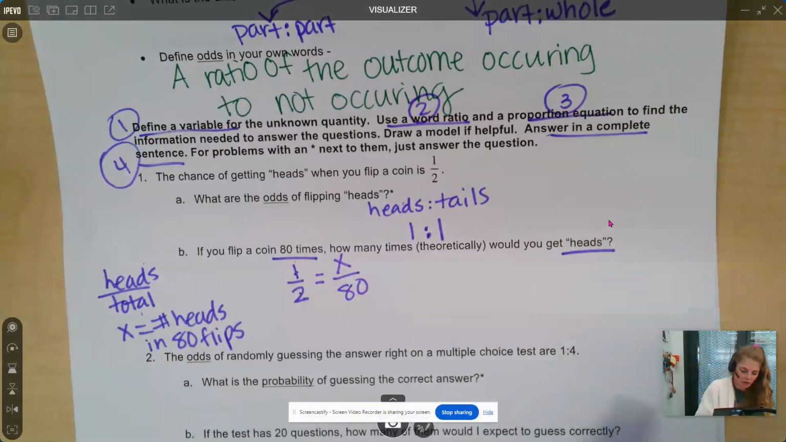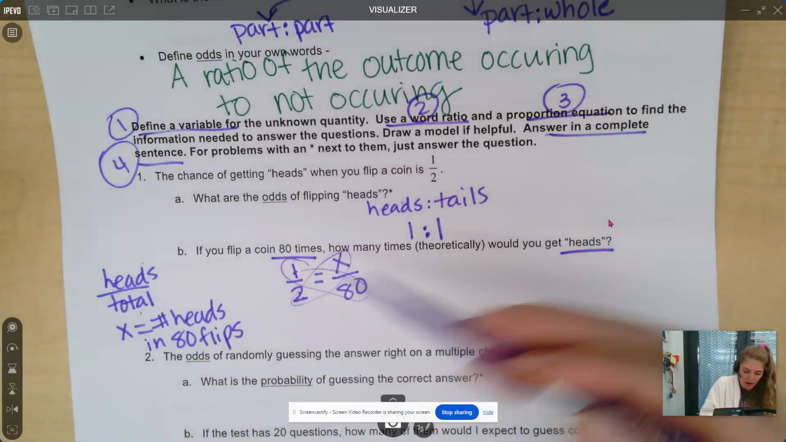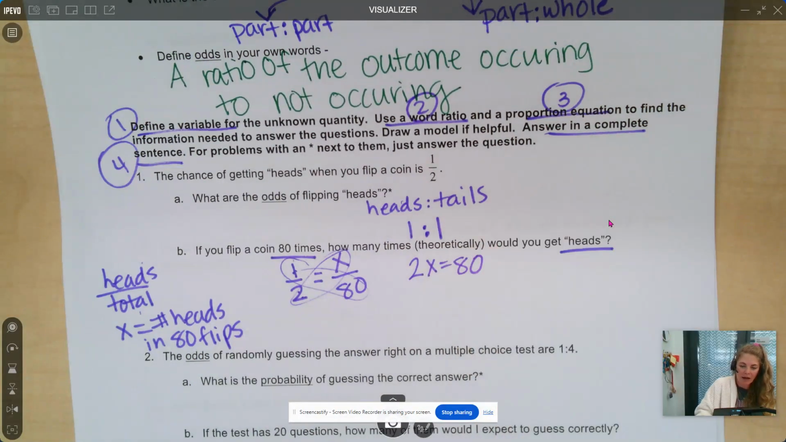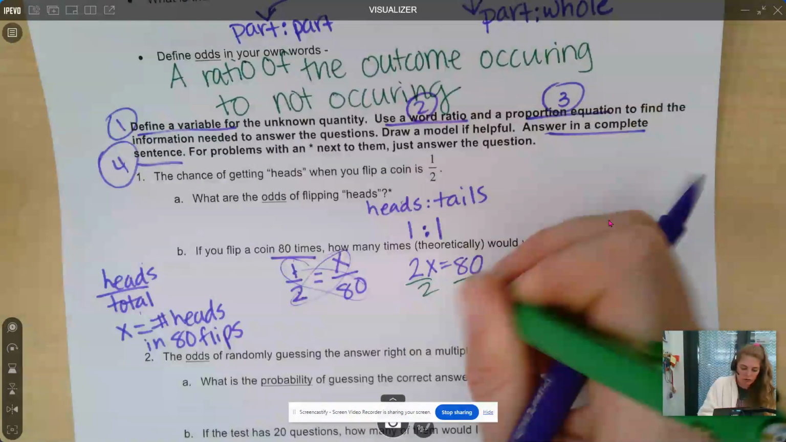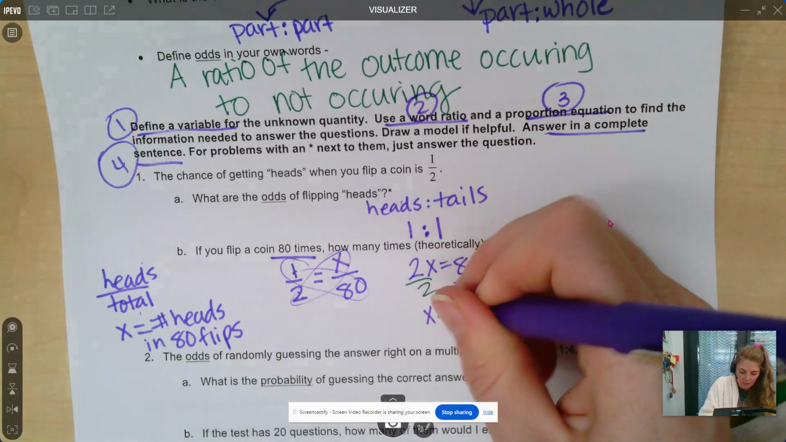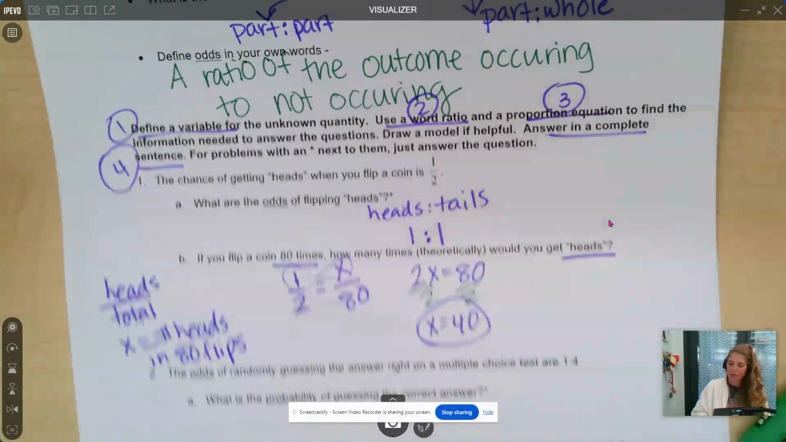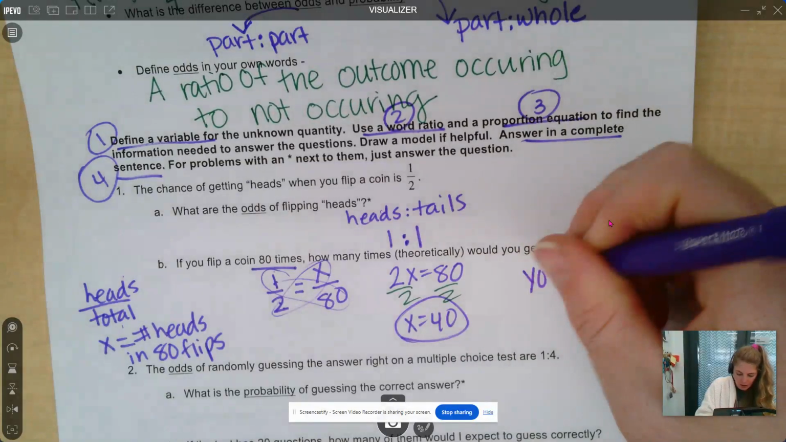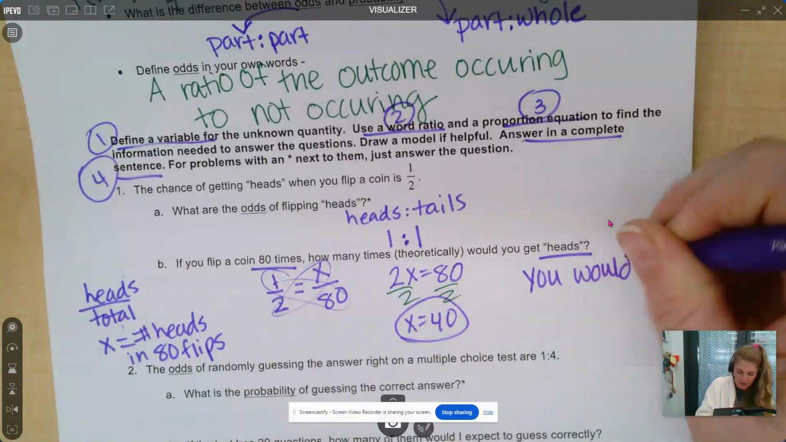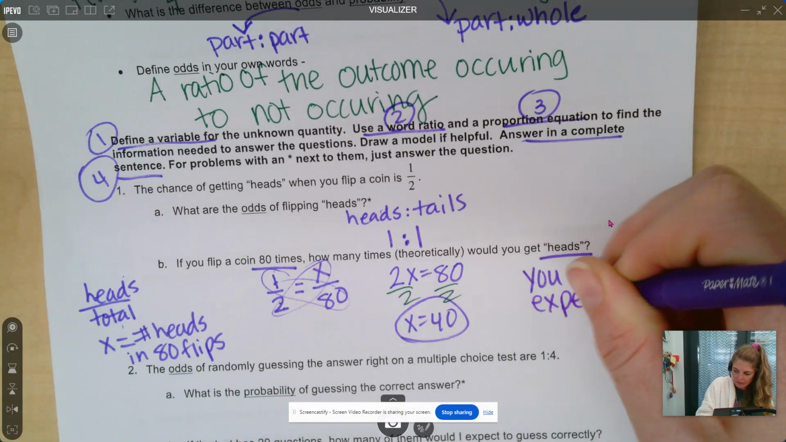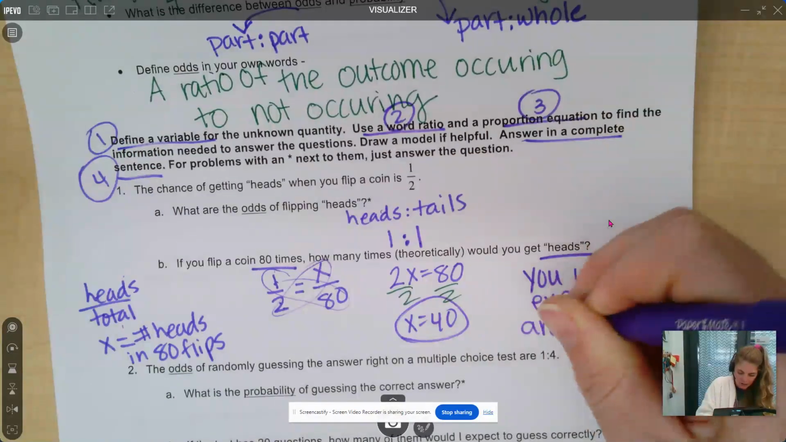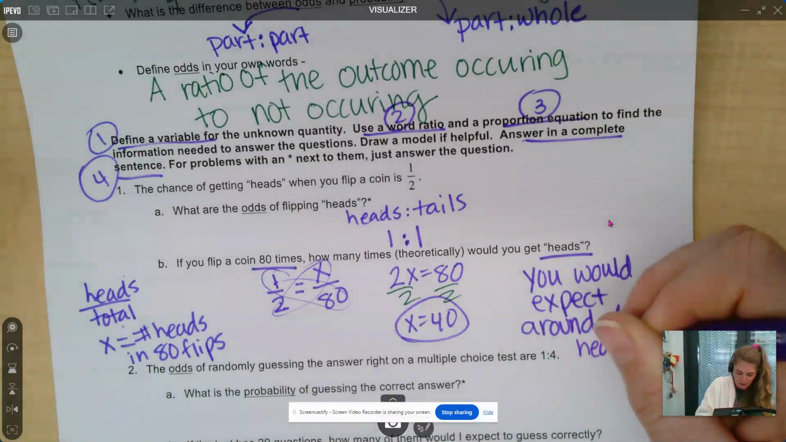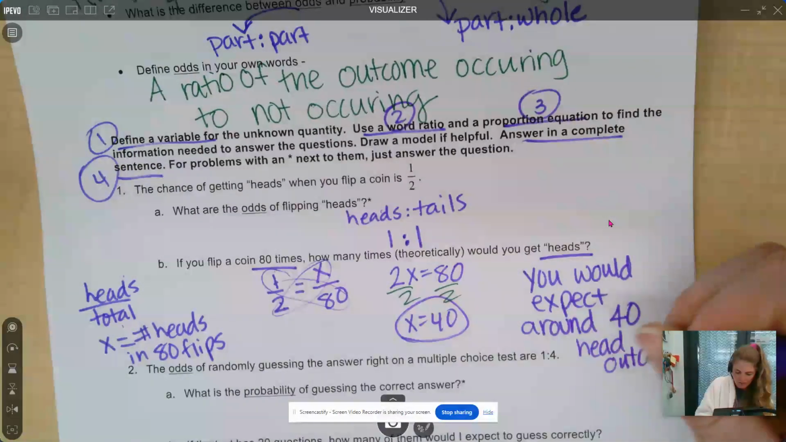Remember, we solve proportions using cross products. We're going to have 2x is equal to 80 times 1, which is 80. I'm going to divide both sides by 2 to isolate my variable to get x to be 40, which means in a beautiful sentence, you would expect around 40 head outcomes. Outcomes, flips, outcomes.